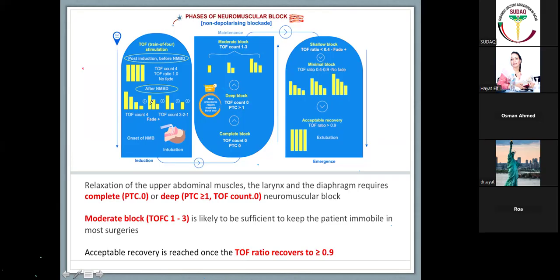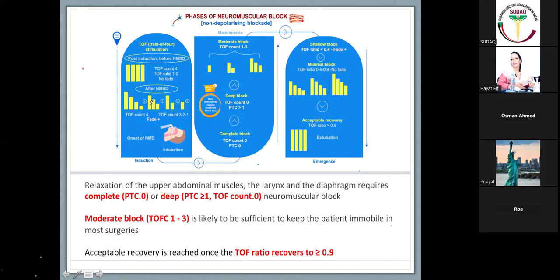So it starts to kind of recover. Okay, and then you will go from deep block to what we call moderate block, where the train of 4 count starts to appear again, and 1 to 3 twitches are there. So the moderate block is kind of starting the recovery.